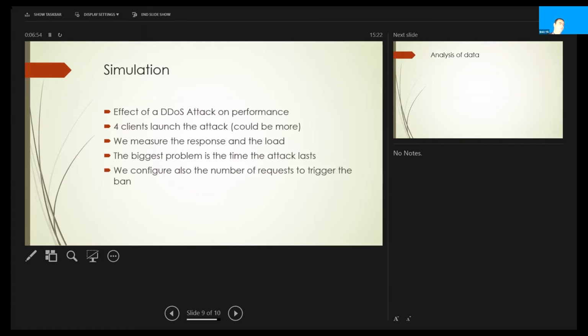So we have created this attack with 4 clients that are used from a server that is controlling these clients, and they are launching an attack to another server. So let's simulate a simple DDoS attack, and we will measure the performance, the response, and the load to the system. And we know that the biggest problem with DDoS attacks is the time that the system is under attack.